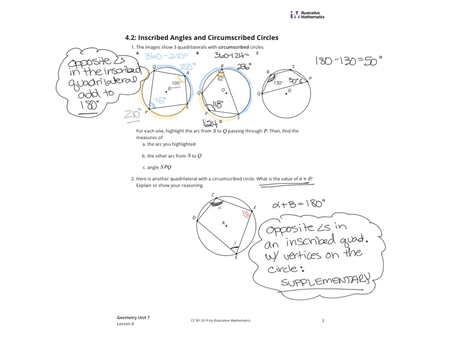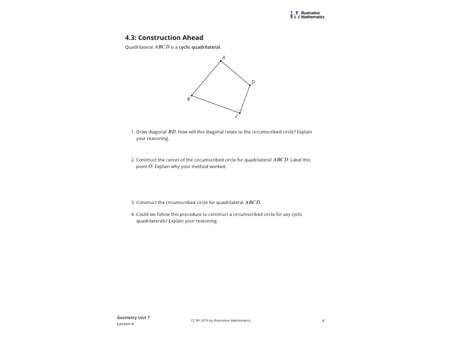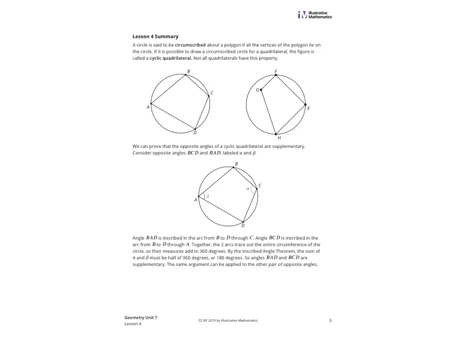So the next page I want to go to is page 179 of your workbook. If you could go to page 179. On this page, this is the lesson summary. So I want to talk about one last focus. This idea works for opposite angles being supplementary when all of my angles, all of my vertices are on the circle.